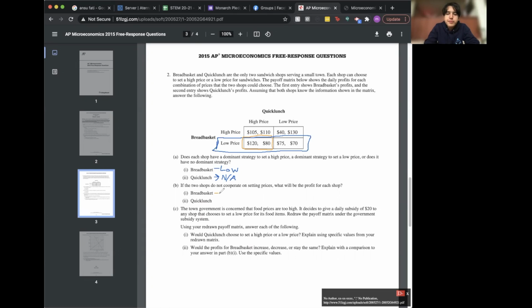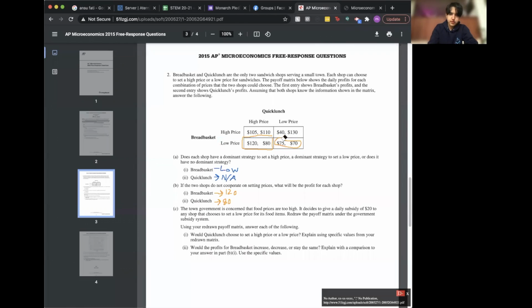So for Breadbasket, their profits would be $120. And then for Quick Lunch, it would be $80. Because remember, Breadbasket will always go in this low price because it's a dominant strategy. And then based off Breadbasket's decision, Quick Lunch would choose to go for this high price instead of this other quadrant because it is more profitable.